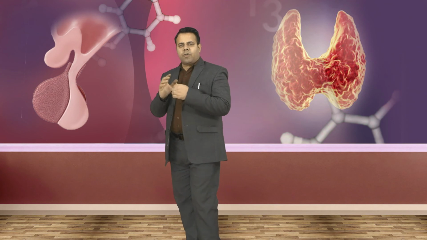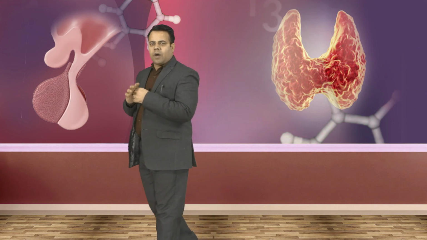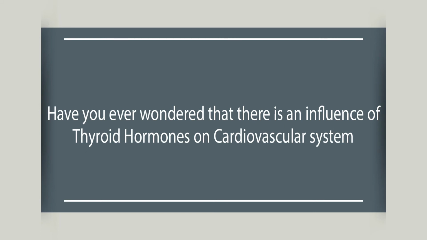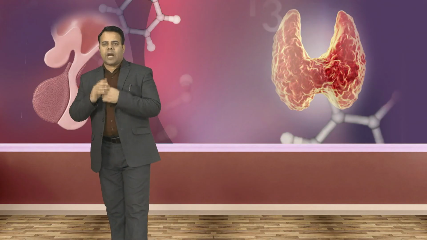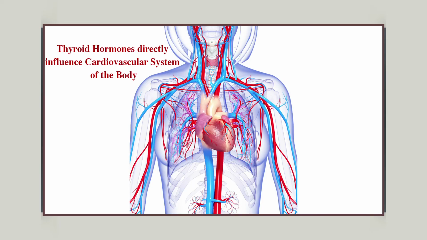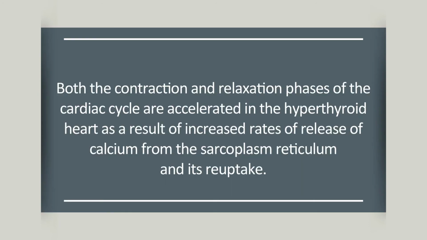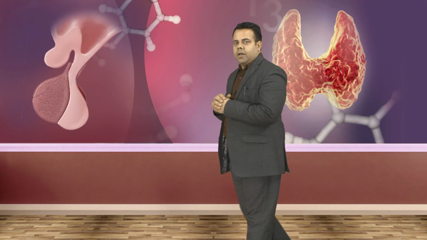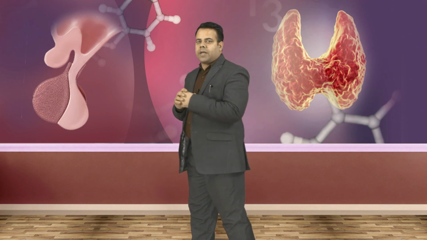Dear students, have you ever wondered that there is an influence of thyroid hormones on the cardiovascular system as well? In addition to the indirect effects produced through interaction with the sympathetic nervous system, thyroid hormones directly influence several aspects of cardiovascular function. Both the contraction and relaxation phase of the cardiac cycle are accelerated in the hyperthyroid heart as a result of increased rates of release of calcium from the sarcoplasmic reticulum and its reuptake. Opposite effects are seen in hypothyroid patients.